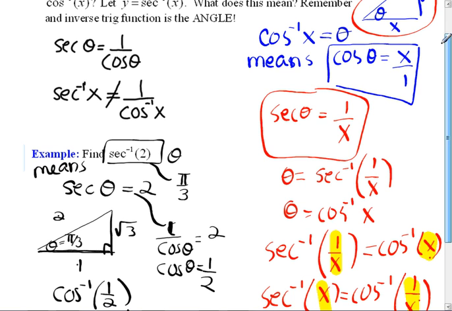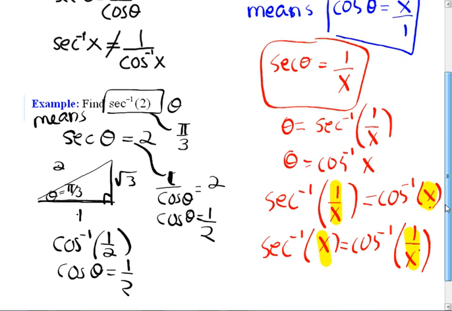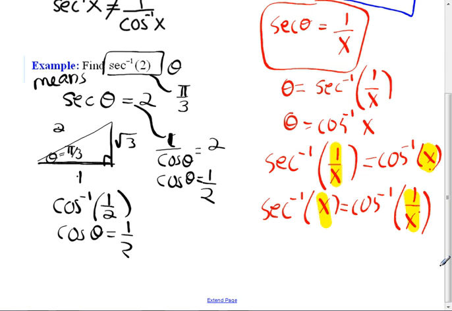They'll have the same domain as the original function, so secant will be the same as cosine. And cosecant and tangent and cotangent, excuse me. Cotangent will have the same domain as tangent. Cosecant will have the same domain as sine.